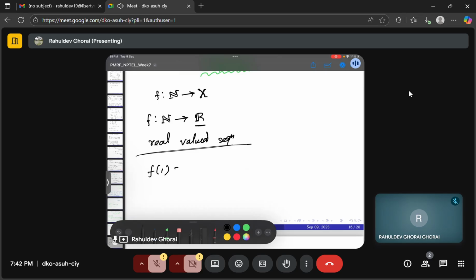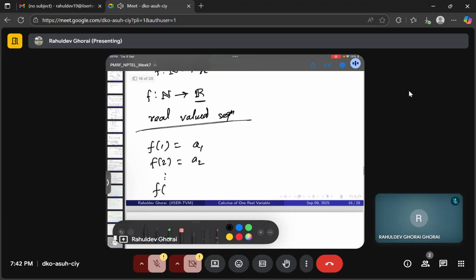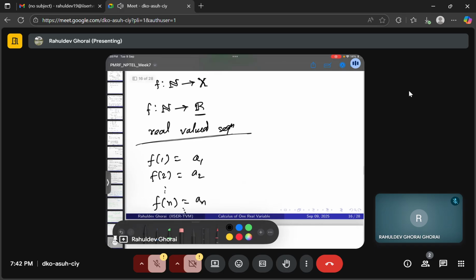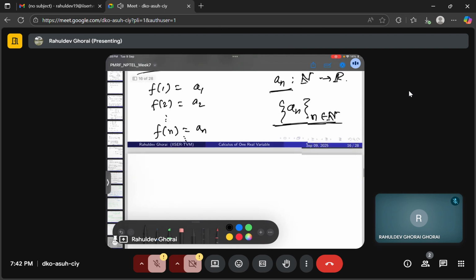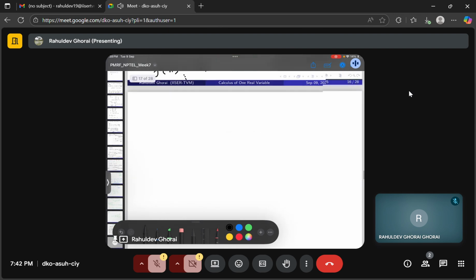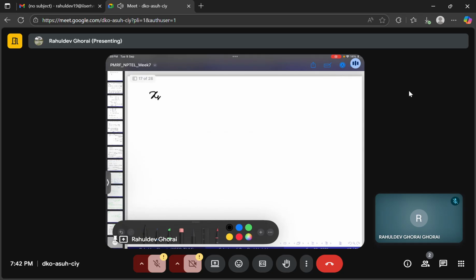So f at 1 will be, let's say, a1, f at 2 is a2, and like that f at n will be an, and it will keep on going. Instead of writing the function f, you can think of it as (an), which goes from N to R. And we can write n belongs to natural numbers. That implies this is a sequence, which is inherently a function from N to R. Okay, so mostly we'll be saying an or xn as sequences.